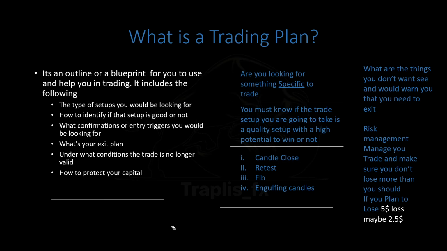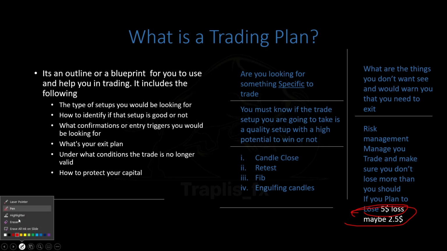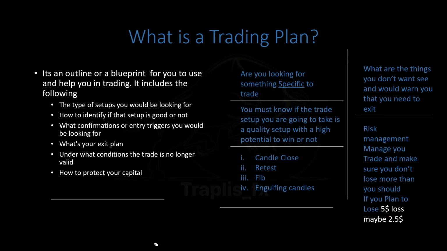So as it says here, risk management. Manage your trade and make sure you don't lose more than you should. If you plan to lose $5, try and make it $2.50 instead. Why lose more when you know the trade is not working out your way? If the trade is not going your way, just close it and end it with a smaller loss, and it's basically a win for you. Why? Because instead of losing 1%, you only lost 0.5%. That's something you should look into.